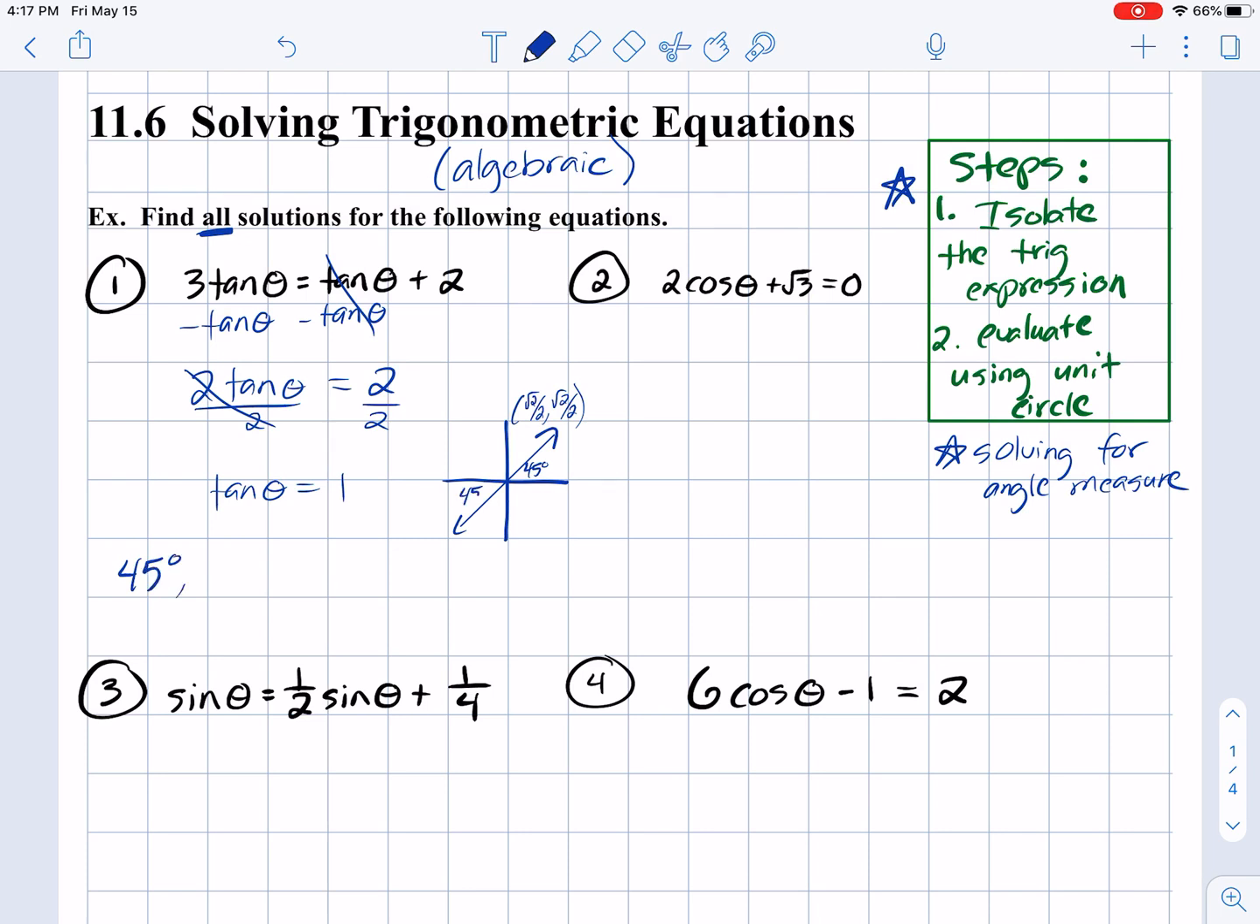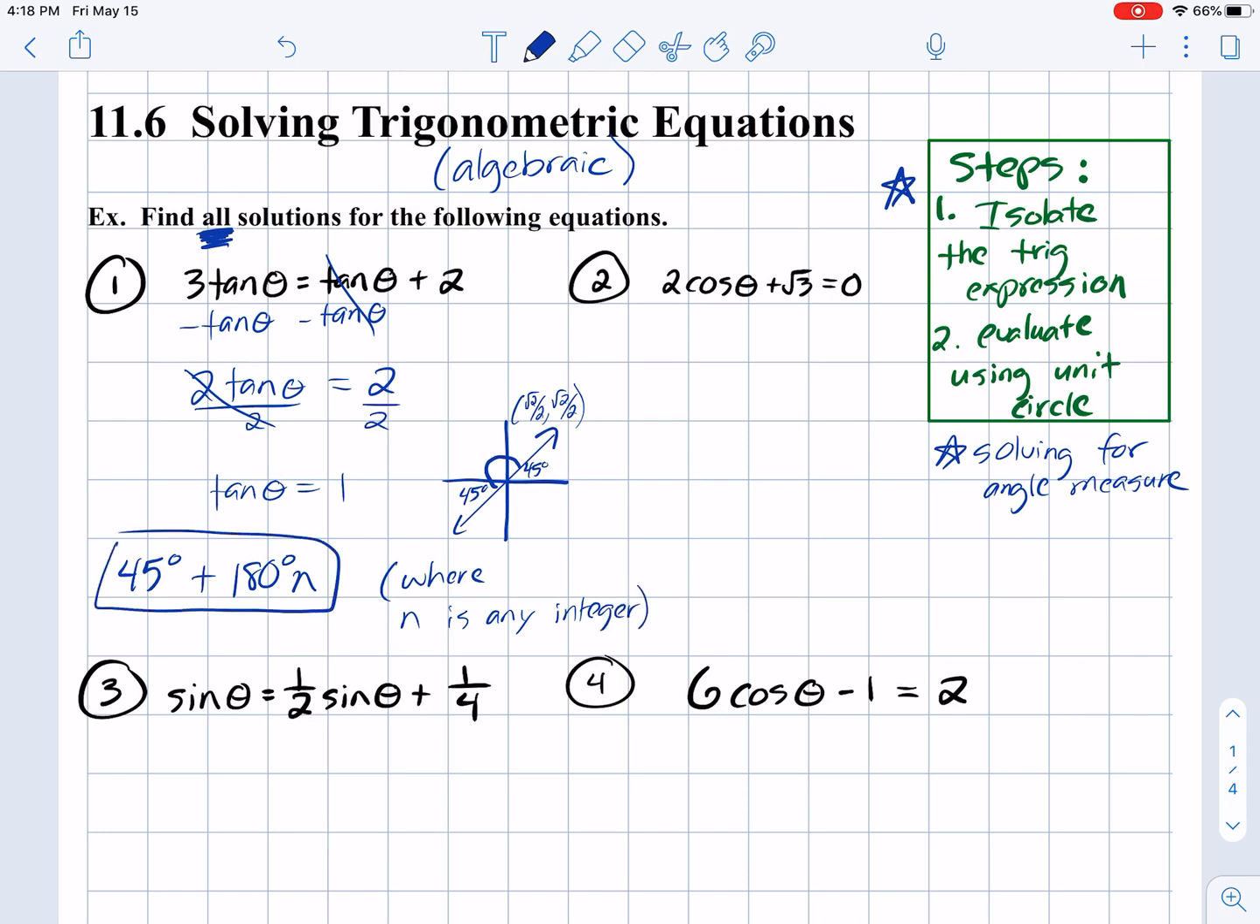A 45-degree reference angle here in quadrant 3 would be 225 degrees. But when it wants all the solutions, this is where we need to use n. And hopefully you notice that this just forms a straight line here. So we could just say 45 degrees plus 180 degrees n, where n is any integer. Okay, we don't need to write that every time. Just for the first time is good.